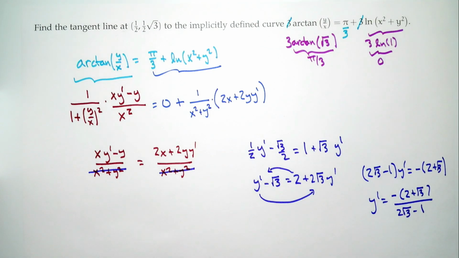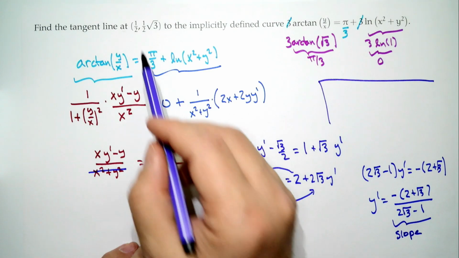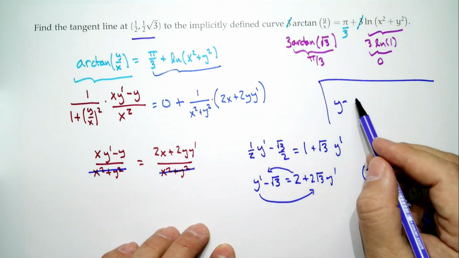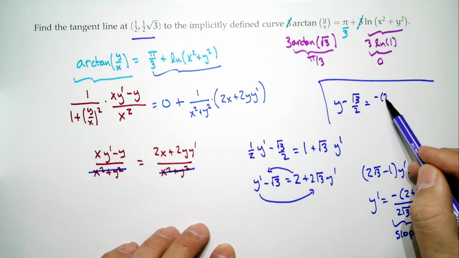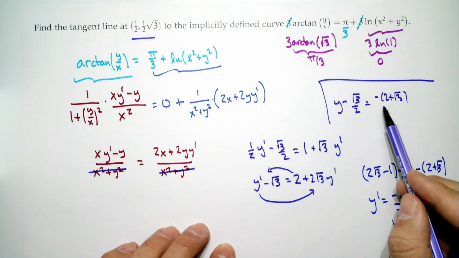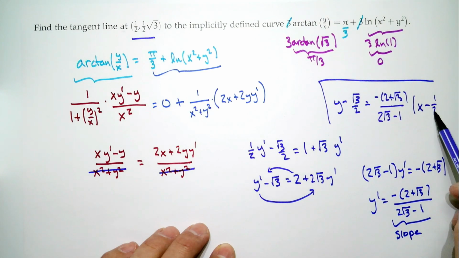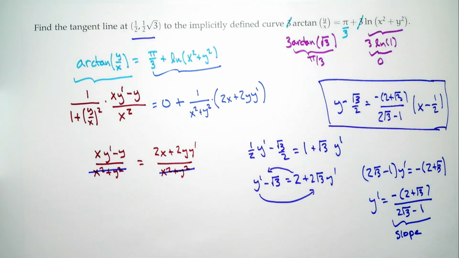Now, what do we do with that? Well, that's our slope. Do we need to simplify? No. Okay, so that's our slope. Do we have our point? We were given our point. So y minus our y value, square root of 3 over 2, is equal to our slope, negative 2 plus square root of 3, divided by 2 square root of 3 minus 1, times x minus our x value. And there was our tangent line to our implicitly defined curve.